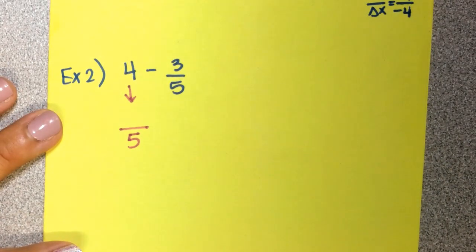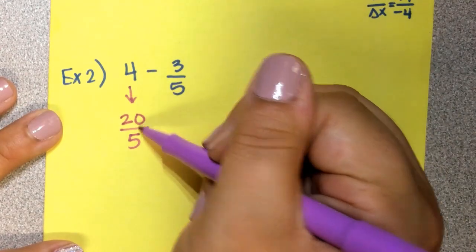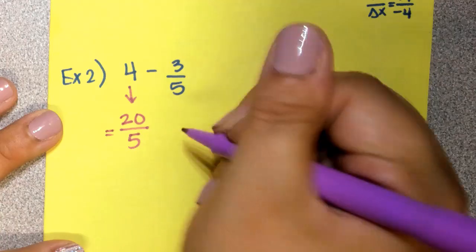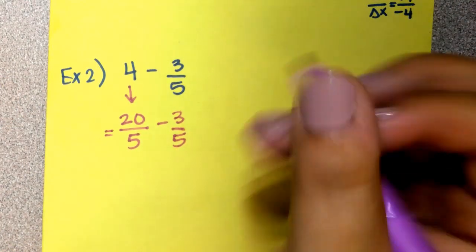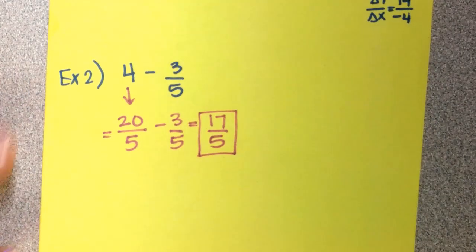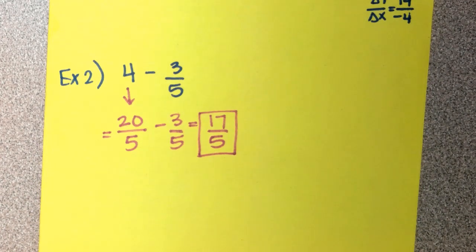How did you get 20 over 5? 4 times 5 is 20. Do you agree 20 divided by 5 is 4? Does that make sense? So that equals 20 over 5 minus 3/5, which is? And that is our answer. Your answers are going to look like that sometimes. Okay? Hey guys, we don't need to talk every time.